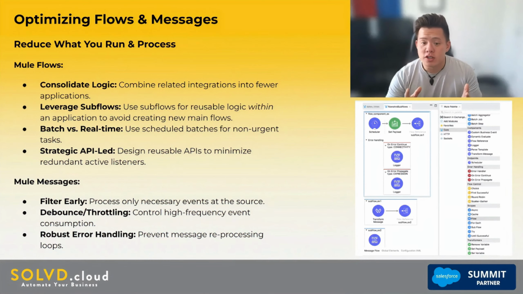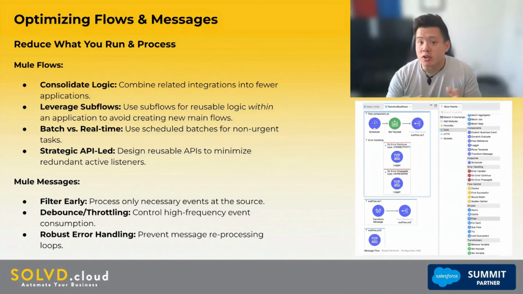Next, you want to leverage your subflows. This is key for internal reusability. Instead of building separate main flows for common operations that might get called by other flows, encapsulate that logic in a subflow. Subflows don't count as independent mule flows for billing. They're part of the main flow's execution. This keeps your main flow count down while still promoting modularity.